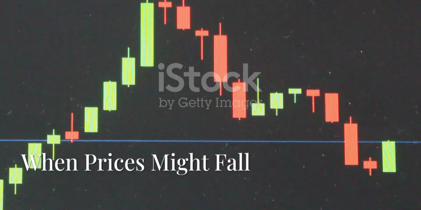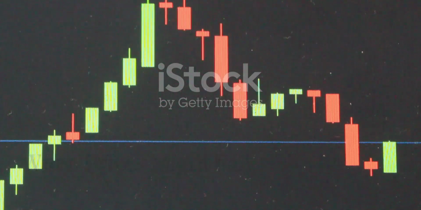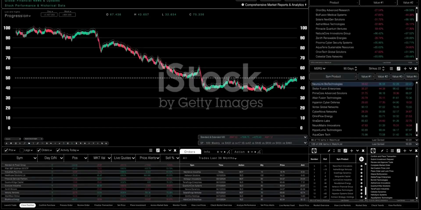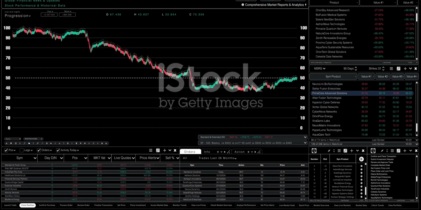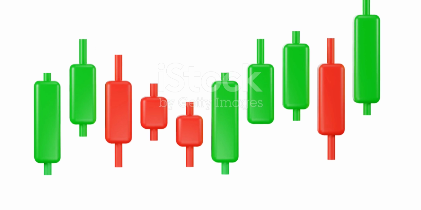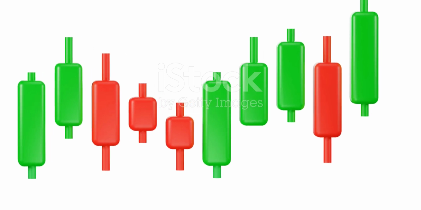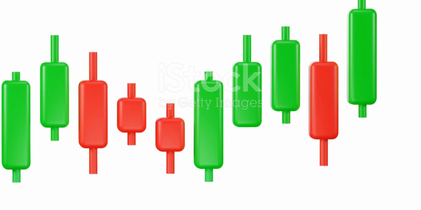Bearish patterns are the opposite of bullish ones. They signal that a price might be about to go down. These patterns typically form at the end of an uptrend, suggesting that sellers are starting to gain power over buyers.